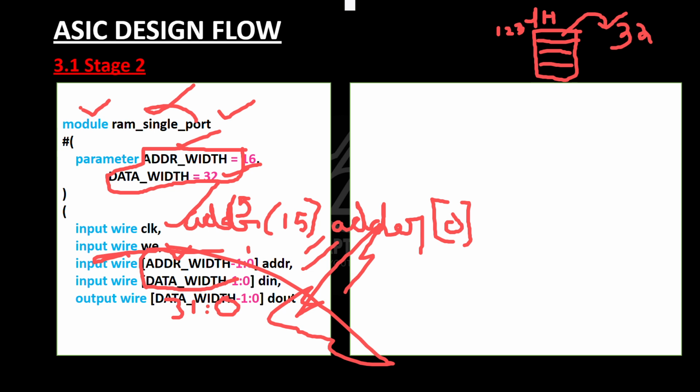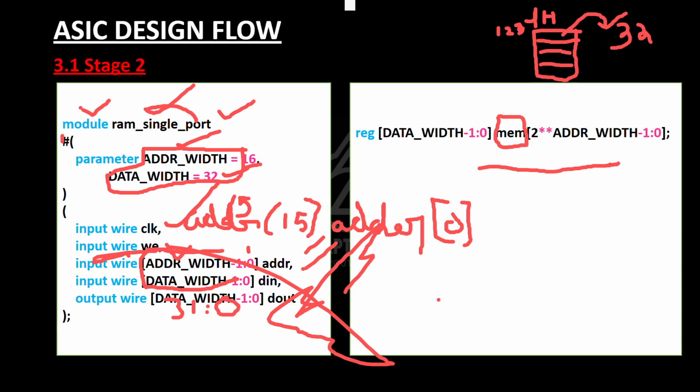Next, so we have to end it. After the module, we want to use the hash to specify the parameters. Okay, this is the memory declaration. It means the data width will be 32 bit. There will be one location of 32 bits. This particular location has 32 bits, and the address width is 16, right?